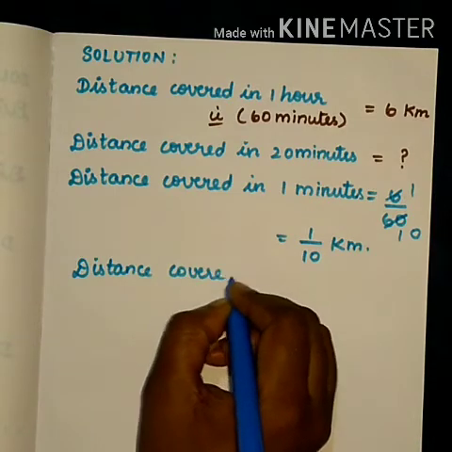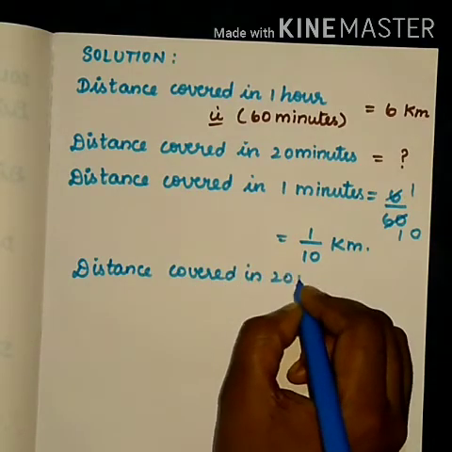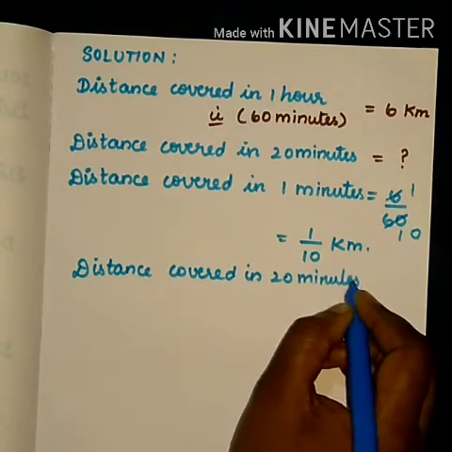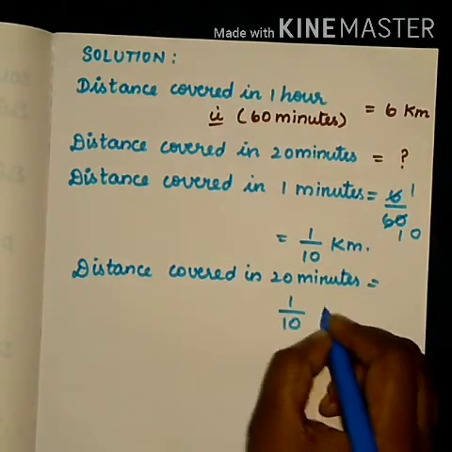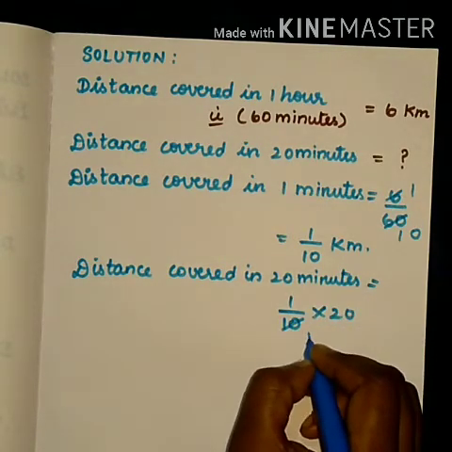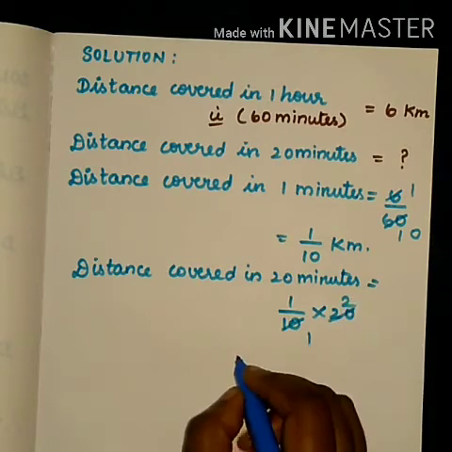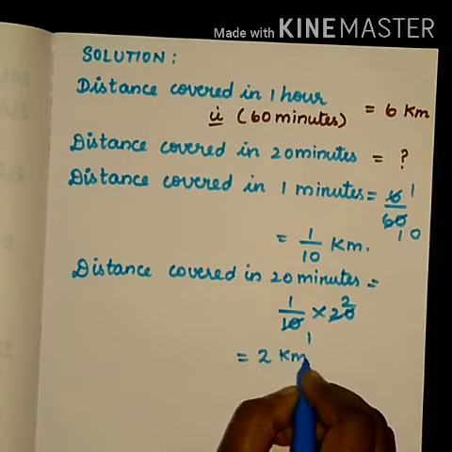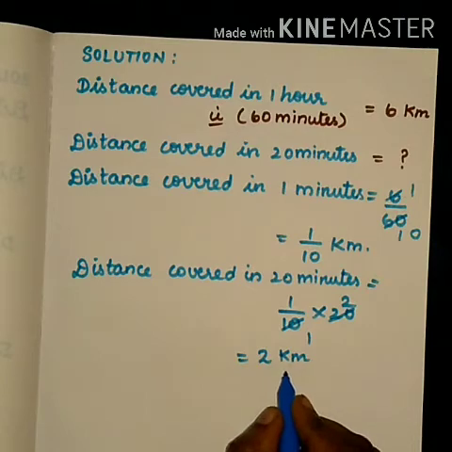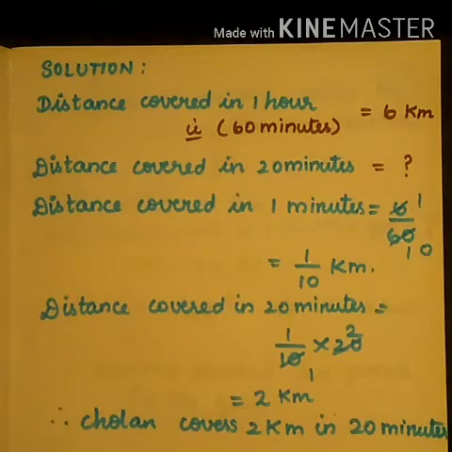Distance covered in 20 minutes. That is 1 by 10 into 20. 10 ones are 10, 10 twos are 20. So the distance covered in 20 minutes is 2 kilometers. Cholan covers 2 kilometers in 20 minutes.